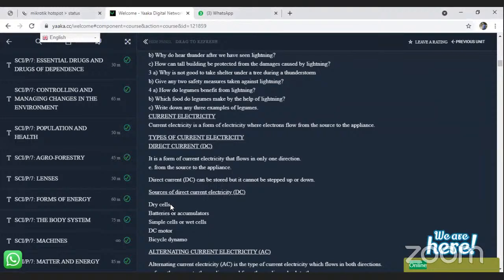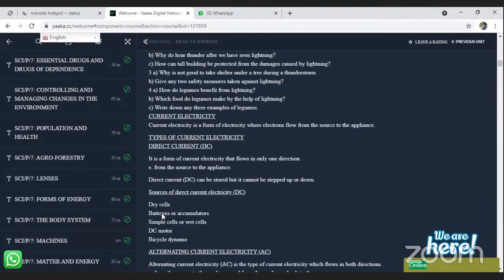We have dry cells, batteries or accumulators, simple cells or wet cells, DC motor, bicycle dynamo, as simple as that. These ones, you connect them direct to the source. Like in the case of dry cells, you can connect your dry cells with your bulb, and they produce electricity. You can put your dry cells in your radio, and they produce electricity directly. It doesn't need an inverter. You just connect directly.